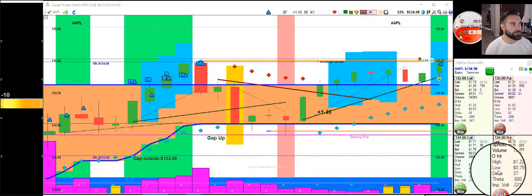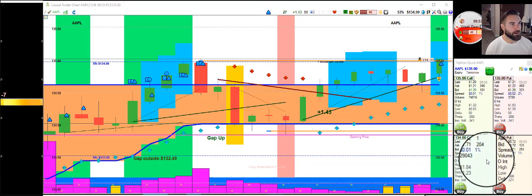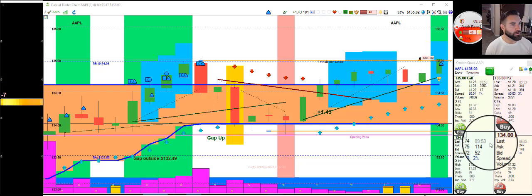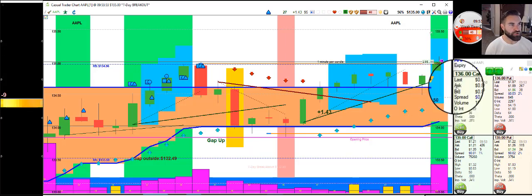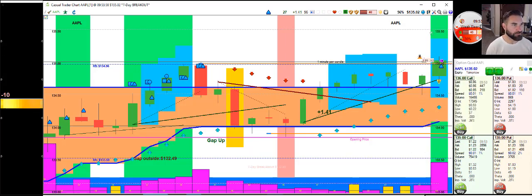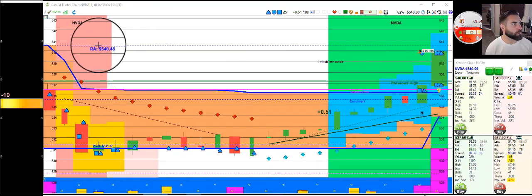See what Apple's doing. Now, Apple breaking through 135. Testing it at least. 135.04. So again, we've got a sideways flat market. So I'll just give a control click, put a little purple marker on there and see how it plays out. Don't need that trade, even if it works out, don't need it. See what NVIDIA does. Looks like it's trying to touch that 540 area.